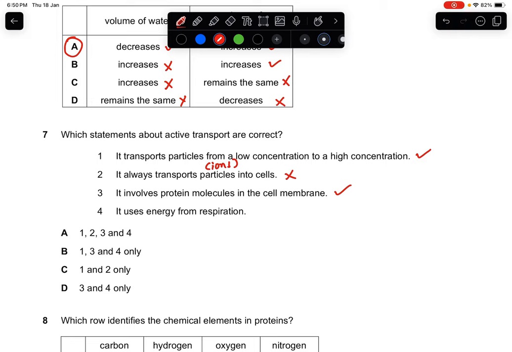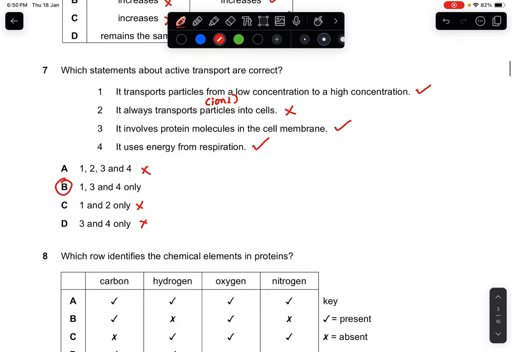It uses energy from respiration. Yes, definitely. So, respiration is coming from the mitochondria. Mitochondria produces our ATP or energy. So, it is used heavily for active transport. So, the correct answer here is only B. Others are wrong.